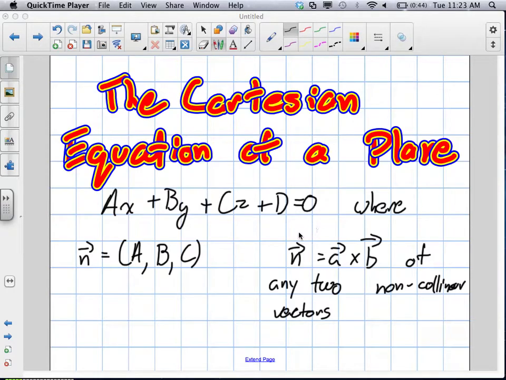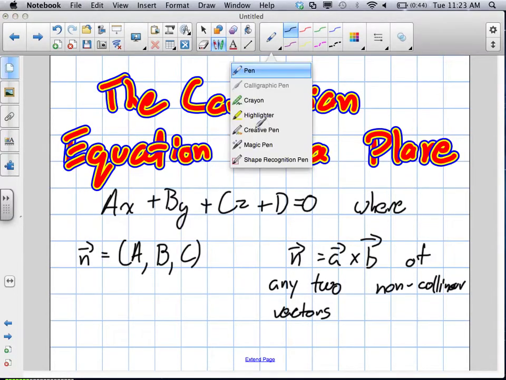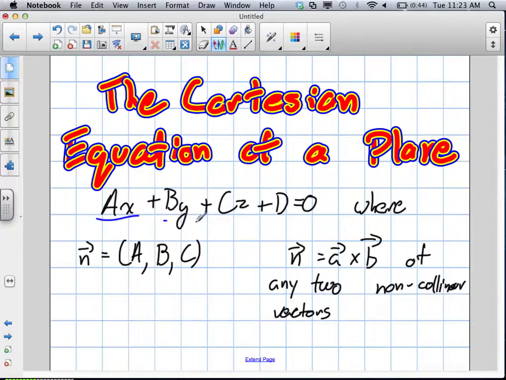Okay, so the Cartesian equation of a plane is written as ax plus by plus cz plus d equals 0. Very similar to our Cartesian equation of a line. The only thing they didn't have before was our z and d. They just called it ax plus by plus c. Same idea. The only difference is we're in 3 space here.